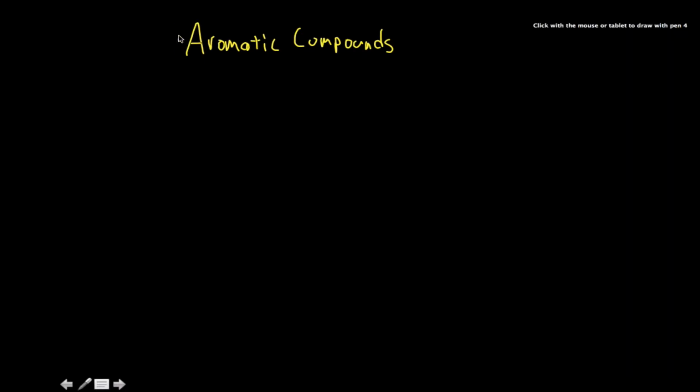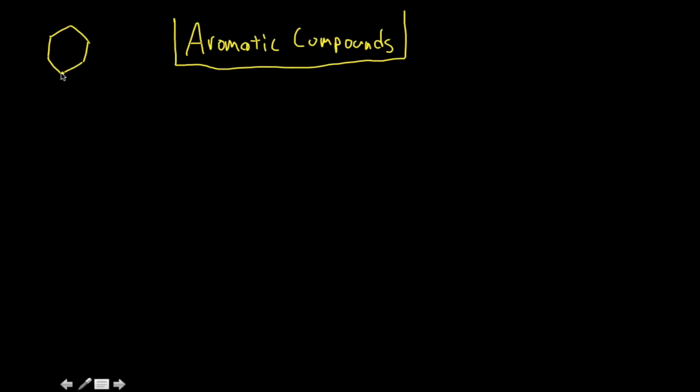Let's talk about aromatic compounds. Aromatic compounds have some pretty unique properties. The most, I guess, commonly known one, or the poster child of all aromatic compounds, is benzene. See if I can just draw benzene there real quick. So that's an example of one. Let's think about things that we can say about aromatic compounds.